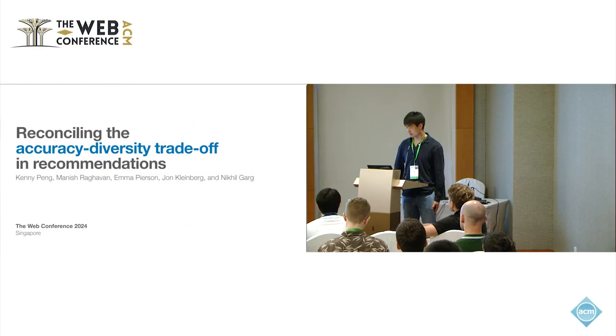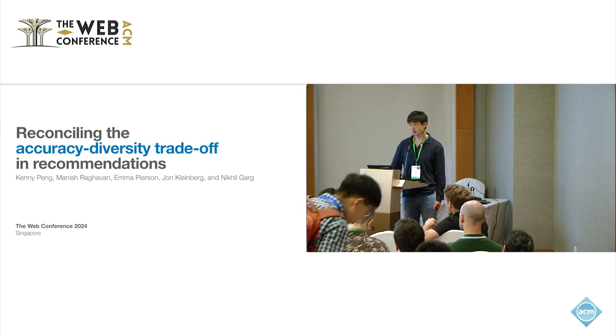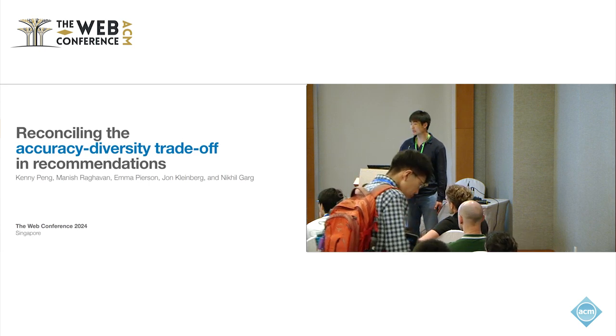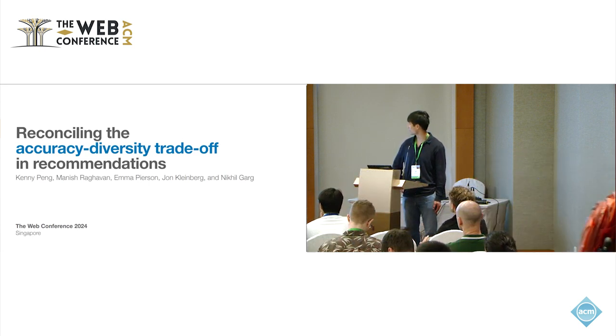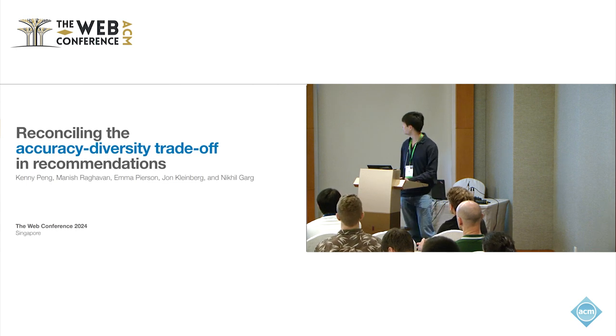So I'll be presenting this work that's a joint work with Manish Raghavan, Emma Pearson, John Kleinberg, and Nikhil Garg, and it's titled Reconciling the Accuracy Diversity Trade-off in Recommendations.